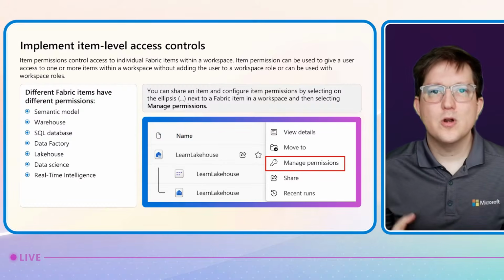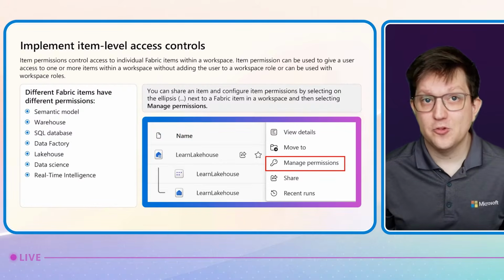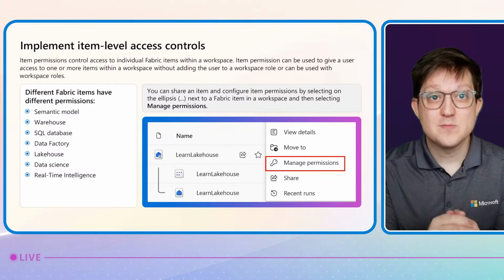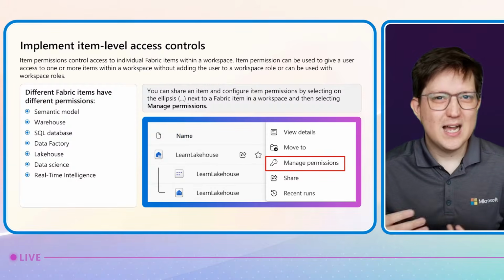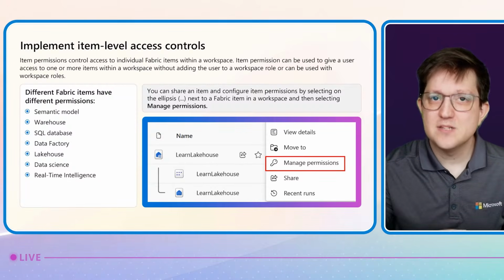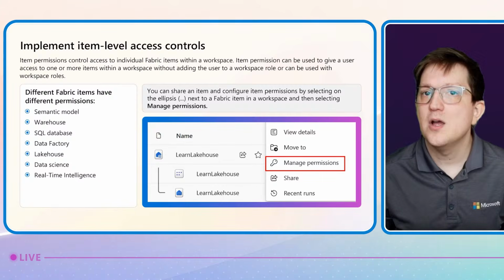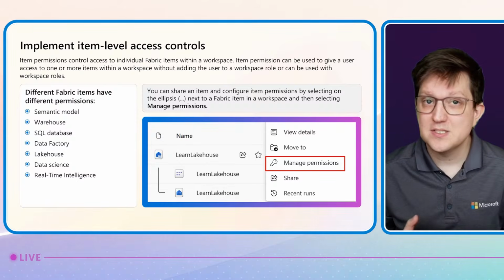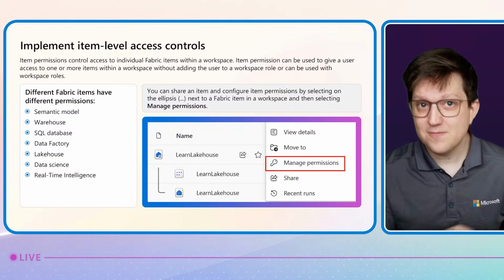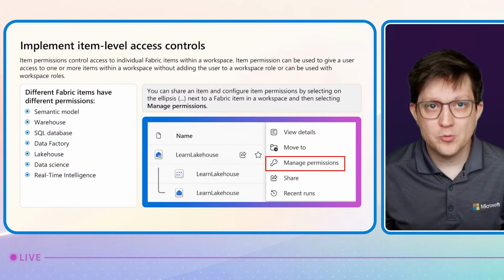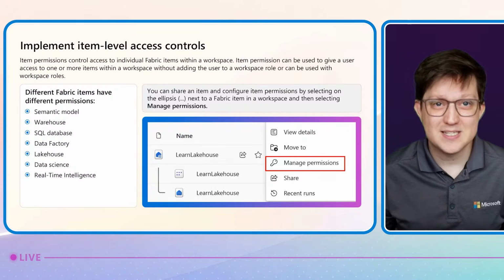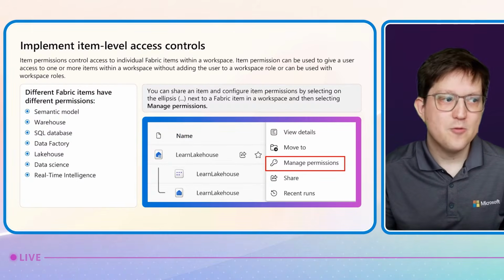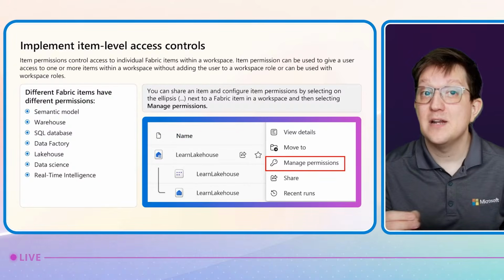We also have the ability to work with access controls at the item level. Since item permissions control access to those individual pieces within a workspace, they can be used to give a user access to just a specific piece of data that's relevant to their role and not the entire workspace. It is a separate structure though, and there are a few different things you'll need to consider. The main one being the different Fabric items like semantic model, warehouse, SQL database, data factory, lakehouse, data science, real-time intelligence. These all have slightly different mechanisms for what you can assign permissions to at an item level.